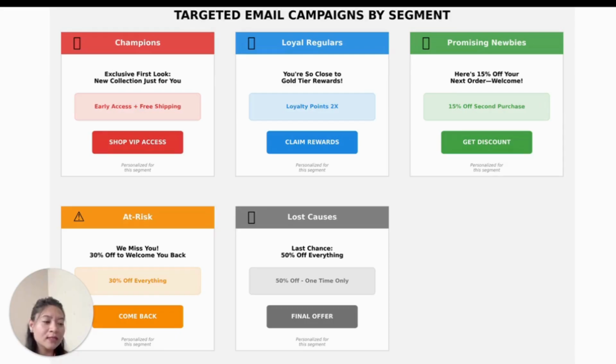And for lost causes, email subjects would be last chance, 50% off everything, aggressive discount or don't contact, clean your list. The goal would be minimal effort reactivation or list hygiene. Notice how each message is completely different. That's personalized at scale. Now, there are 3 principles to remember.